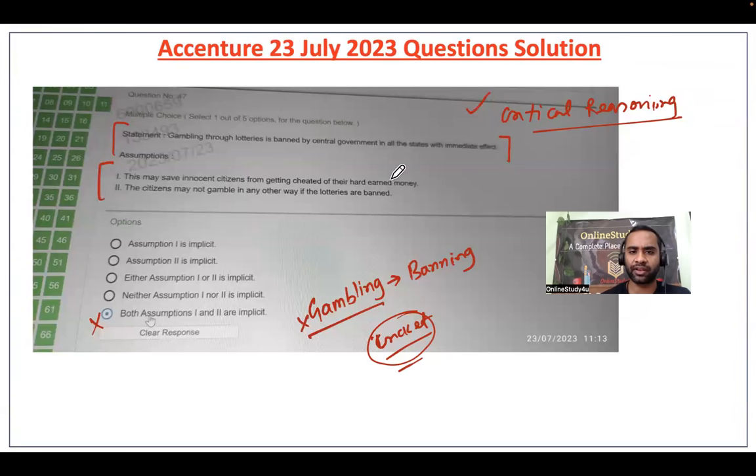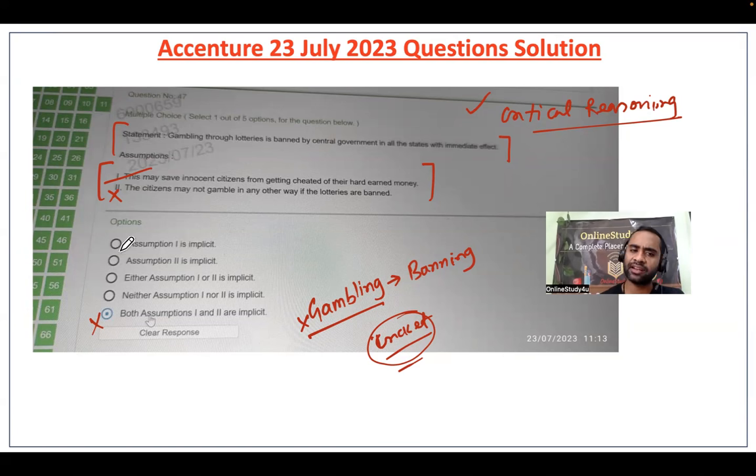Now, what is the assumption? This may save innocent citizens from getting cheated of their hard-earned money. Yes, so he is doing it for the citizens only, in the public interest only. The citizens may not gamble in any other way if the lotteries are banned. No. See, if lotteries are banned, they might do cricket betting, football betting, right? So we cannot say that citizens may not gamble. So this is not an assumption. If they had put that the citizens will not gamble through lotteries, then this would be correct, this would be implicit. But that they might not gamble in any other ways is not implicit here.